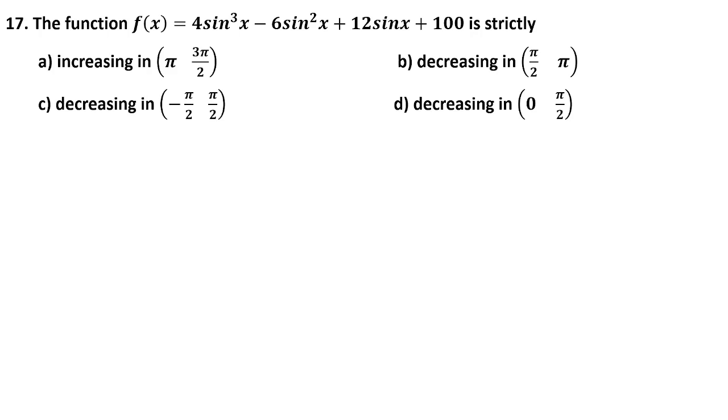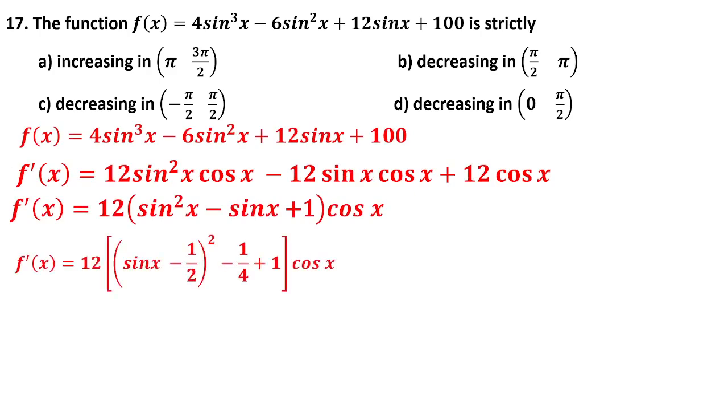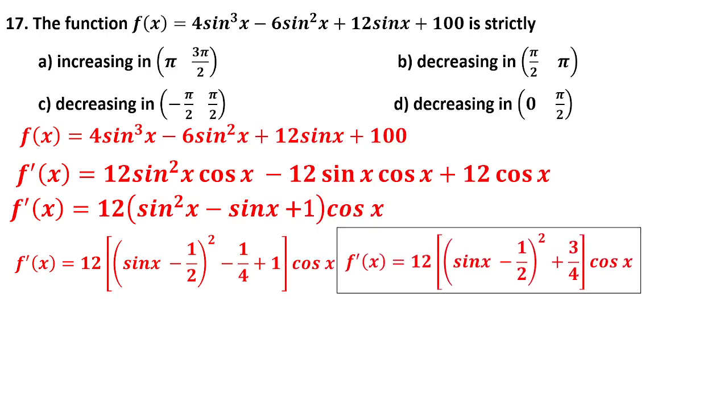This function is given, and we have to check whether it is strictly increasing or decreasing, whatever may be. Let us just find the f dash of x now. Now I am taking 12 outside. Now for this you have to convert it into a perfect square, so that we can check whether it is positive or negative. Therefore sin square x minus sin x plus 1, I am writing it as sin x minus 1 by 2 the whole square minus 1 by 4 plus 1. By getting it simplified, it will become 12 into sin x minus 1 by 2 the whole square plus 3 by 4 into cos x.